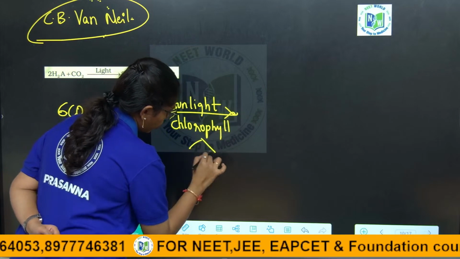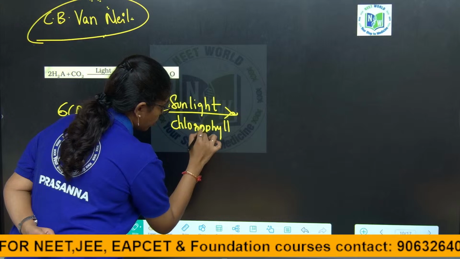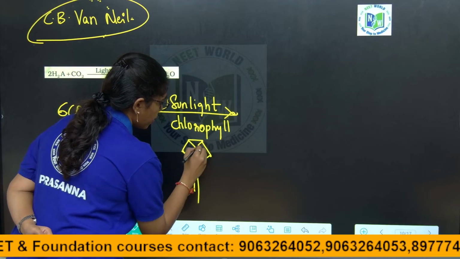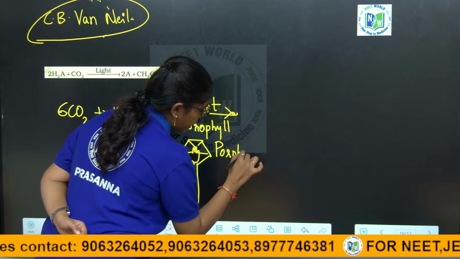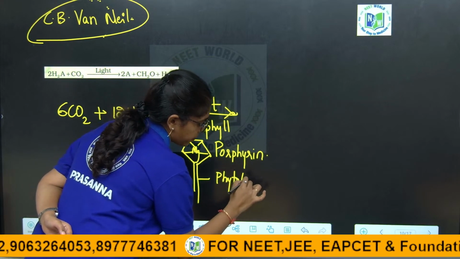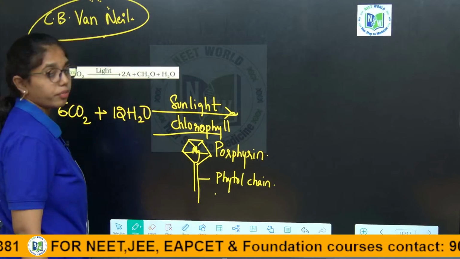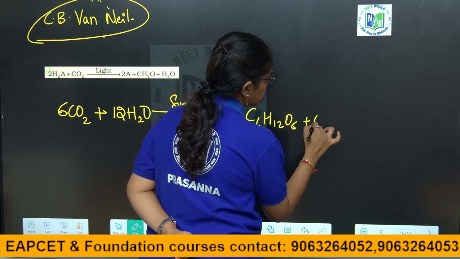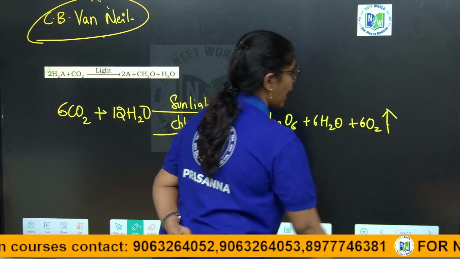The structure of chlorophyll includes a porphyrin ring, which has magnesium at the center, and a phytol chain. Do remember, the chlorophyll molecule has a porphyrin ring and a phytol chain. Then this gives the end product C6H12O6 plus 6 H2O, and 6 oxygen molecules are liberated as byproducts.